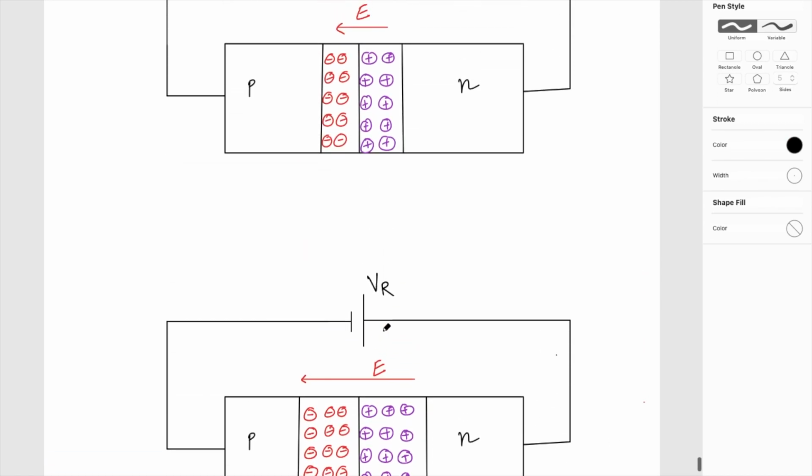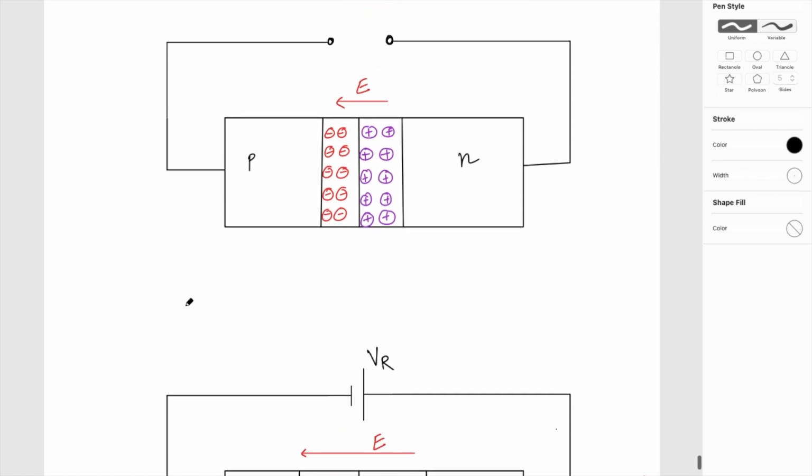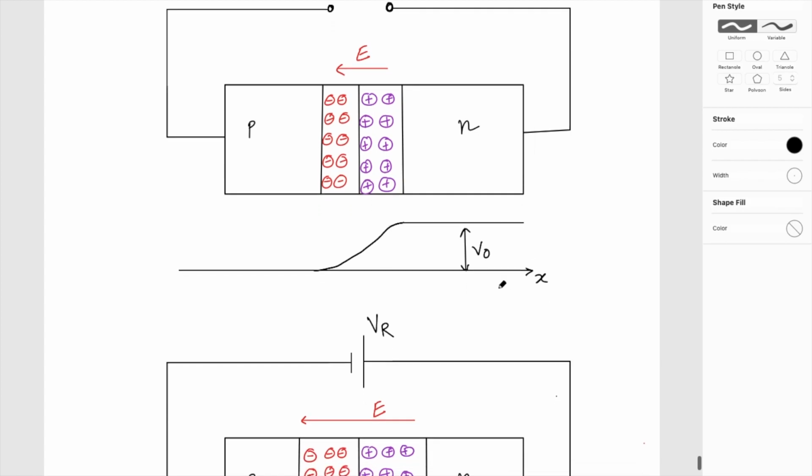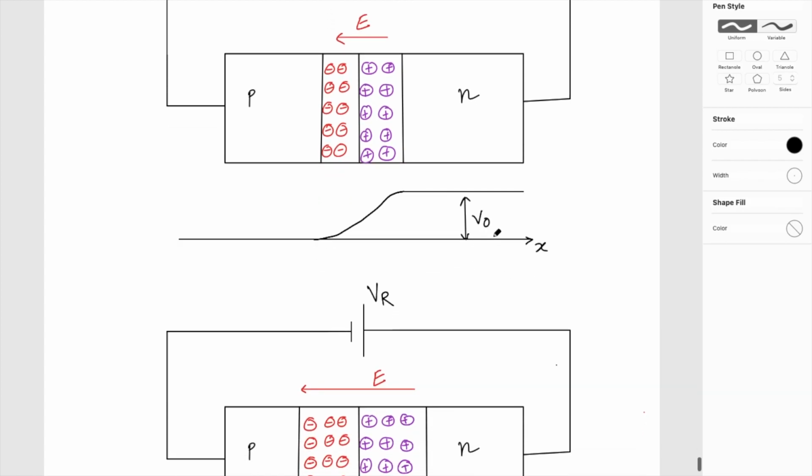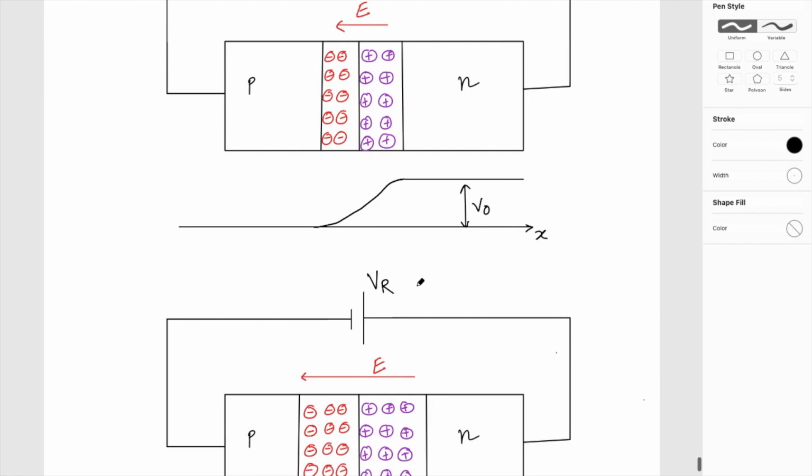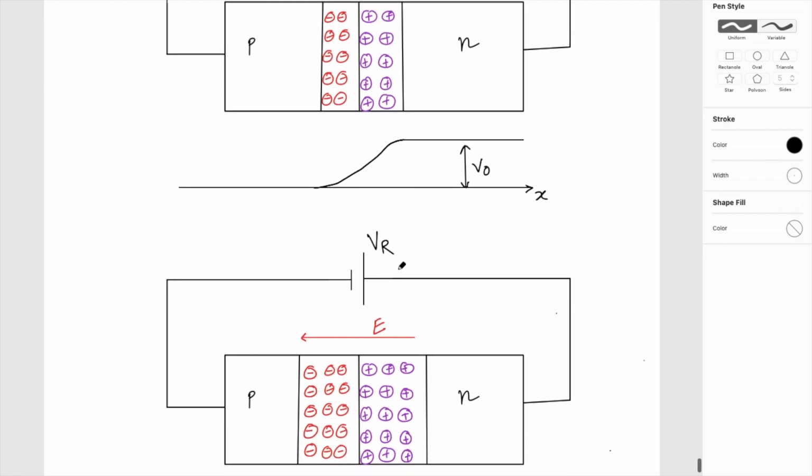And if you see the barrier potential, so basically the barrier potential was something like this initially in the equilibrium condition. It was V0 initially. Now this is going to increase and it is going to become V0 plus VR when this VR is applied in favor of the direction of the electric field.